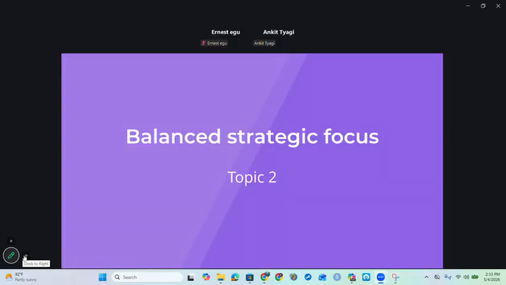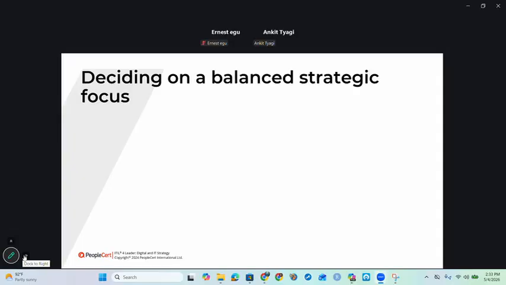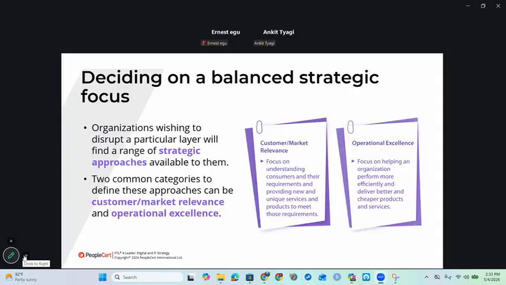Second one, then we need to find the balanced strategic focus. Organizations wishing to disrupt a particular layer will find a range of strategic approaches available to them. Two common categories can be customer or market relevance and operational excellence. Now, again, two key things that we need to remember about these strategic focuses.